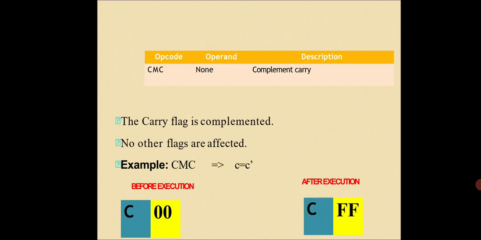The next instruction is CMC, complement carry. So this also is a single byte instruction which, when executed, complements the carry flag. No other flags are affected. The carry flag is complemented. You can see in the example that CMC, C is equal to C dash. It is the same as complement the accumulator. So before execution carry is 00 and after execution it is C dash, that is C is equal to FF content.